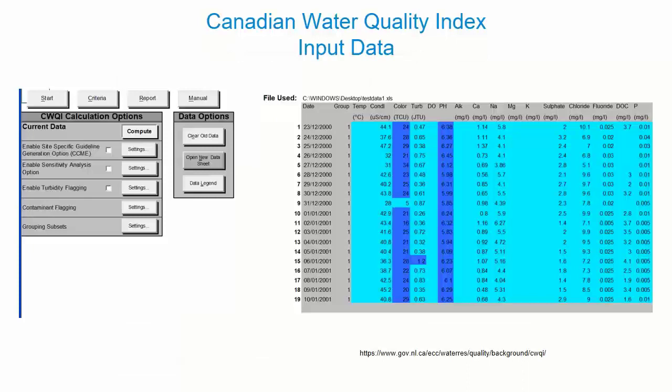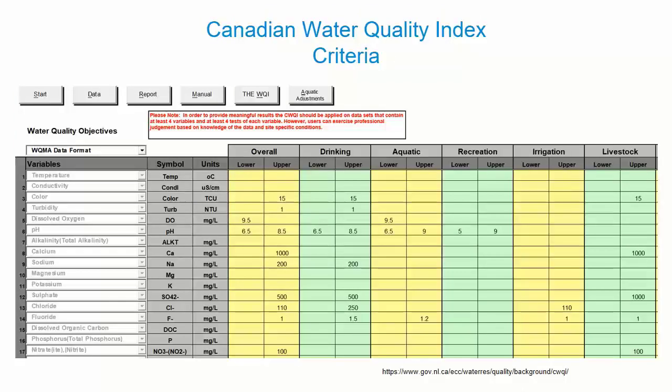The Canadian Water Quality Index is calculated using a spreadsheet-based tool available freely for download. It enables the user to upload a file containing a time series of water quality parameters, judged by the user to be of relevance to the water body being evaluated. For the same parameters, the user indicates the target water quality criteria, or standards for each designated use.